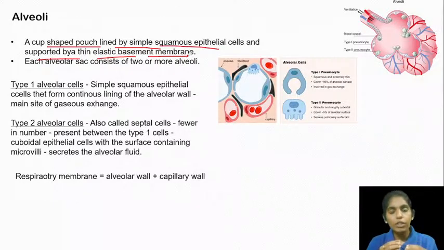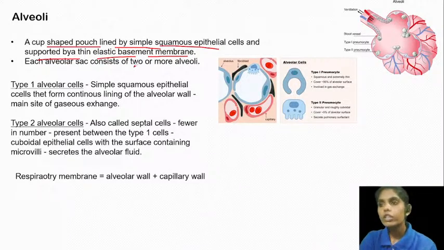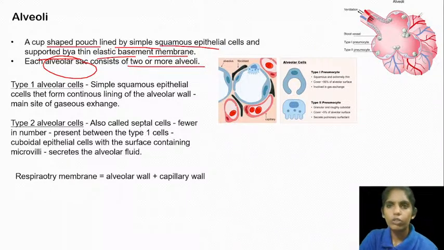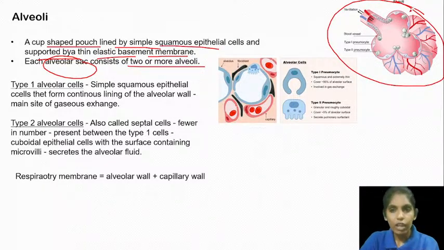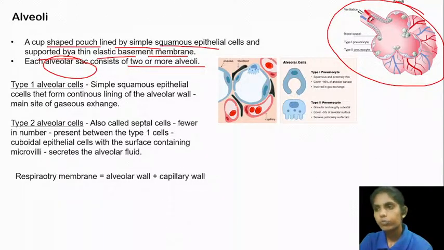So the squamous epithelial cells are very thin and very flat, so that the diffusion or exchange of the gases can take place easily. The gases can pass through this squamous epithelium easily. And each alveolar sac contains about two or more alveoli. So this whole is an alveolar sac, and each alveolar sac can contain two or more alveoli.